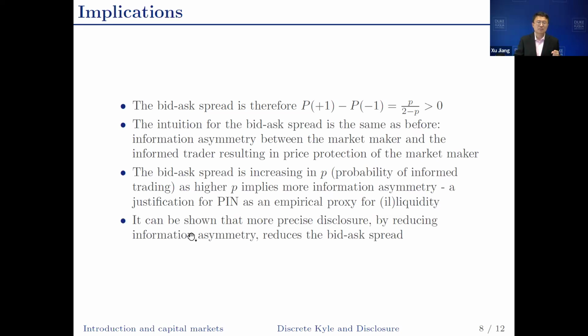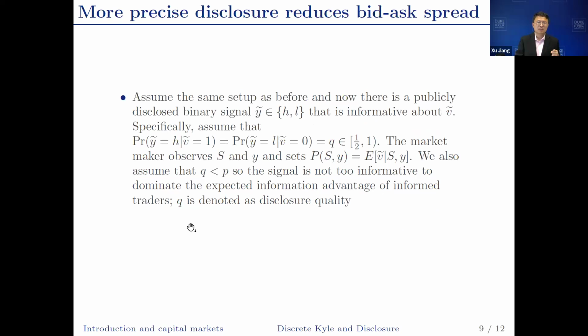proxy for illiquidity. We're now going to show that more disclosure reduces the bid-ask spread by reducing information asymmetry. Let's model disclosure as a binary signal Y that can be either H or L. And this Y is informative about V. The rest of the setup is the same as before.